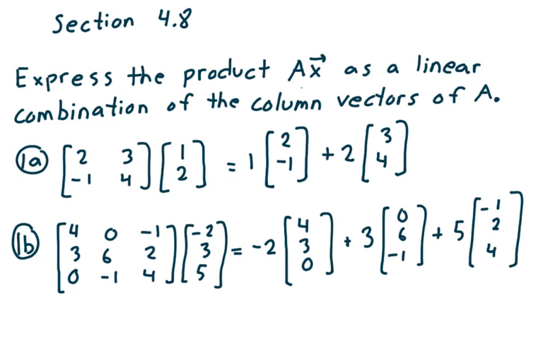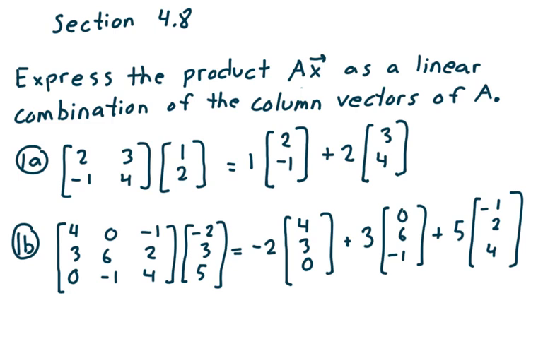Suppose we're given the matrix [2, 3; -1, 4] times the column vector (1, 2). So this can be written as 1 times the column vector (2, -1) plus 2 times the column vector (3, 4). And notice how the column vector (2, -1) corresponds to the first column of matrix A, and the column vector (3, 4) corresponds to the second column of matrix A.